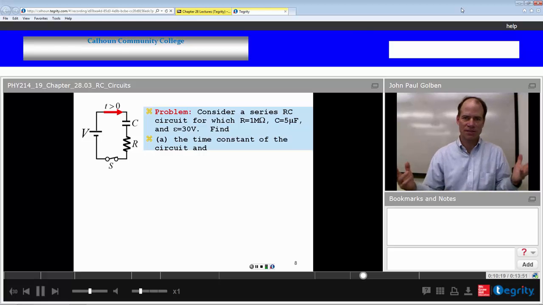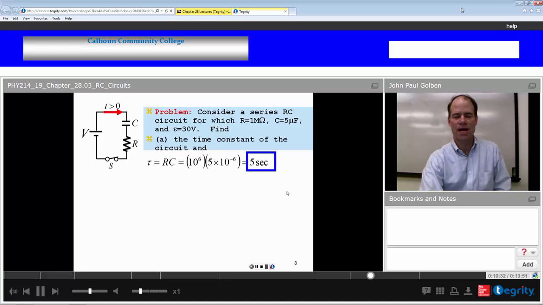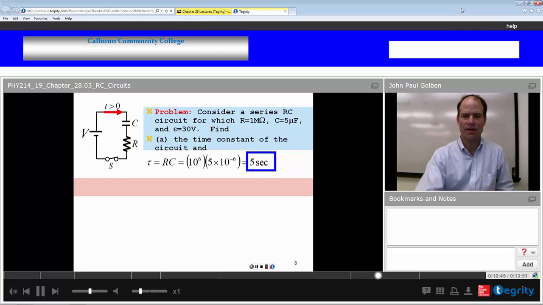Well, the time constant is defined to be R times C. So R times C is 1 mega ohm times 5 microfarads, 5 times 10 to the minus 6. The 10 to the 6 and 10 to the minus 6 cancel out, and we have a time constant of 5 seconds. So if I had that circuit, it would take 5 seconds for the voltage across the capacitor to reach 63.2% of its final value.